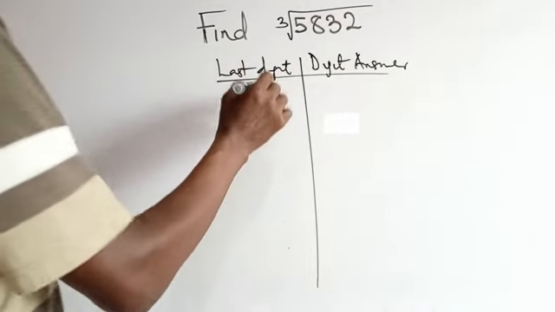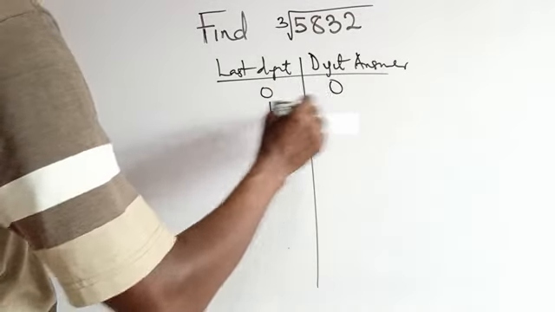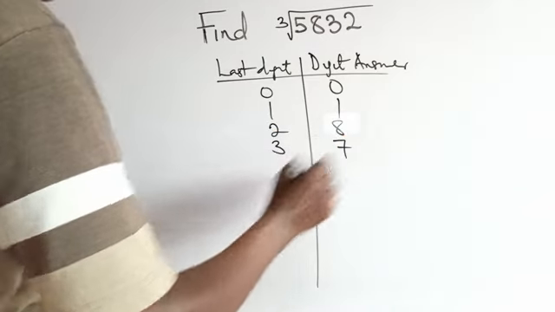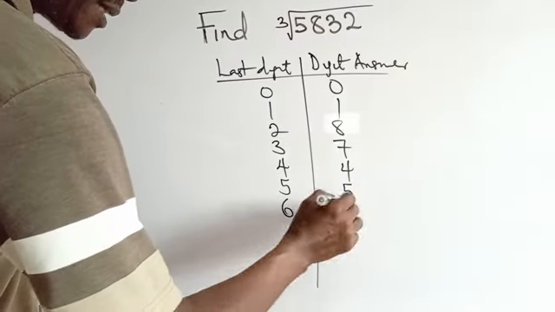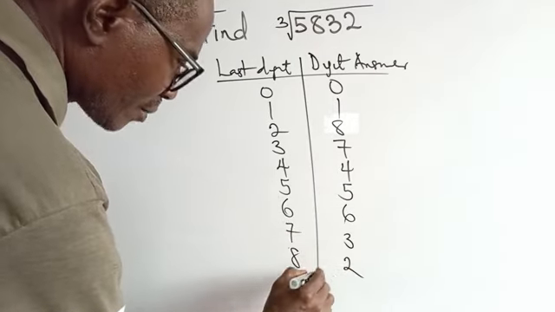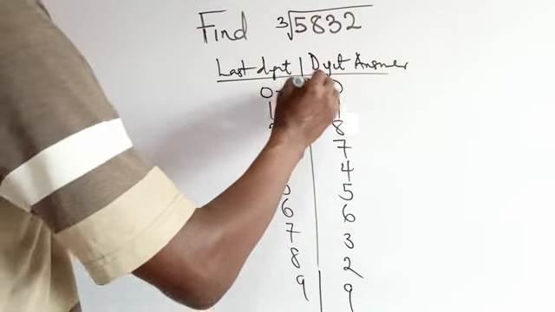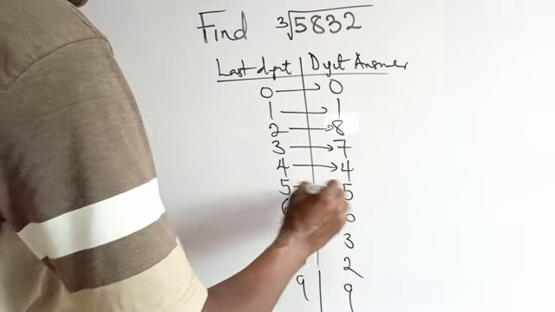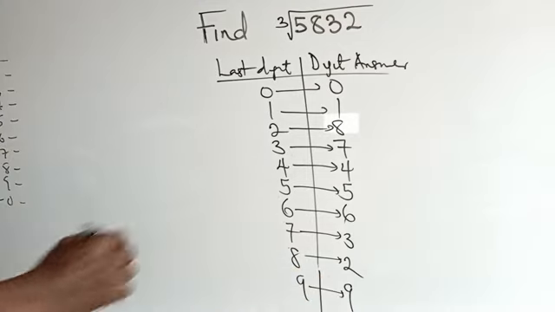If your number ends in 0, the answer will end in 0. If it ends in 1, the answer will end in 1. If it ends in 2, your answer will end in 8. If it ends in 3, your answer will end in 7. If it ends in 4, it will still be 4. If it ends in 5, it will be 5. If it ends in 6, it will be 6. If it ends in 7, it will be 3. If it ends in 8, it will be 2. And if it ends in 9, it will be 9. So 0 maps to 0, 1 maps to 1, 2 maps to 8, 3 maps to 7, 4 maps to 4, 5 maps to 5, 6 maps to 6, 7 maps to 3, 8 maps to 2, and 9 maps to 9.